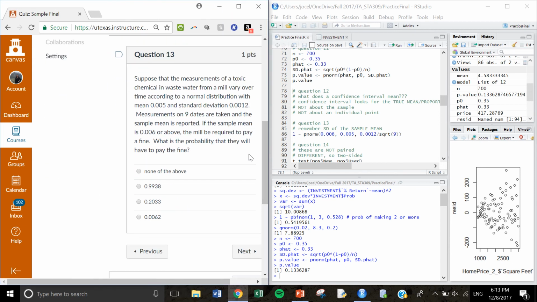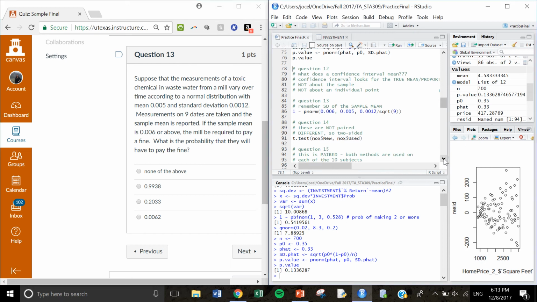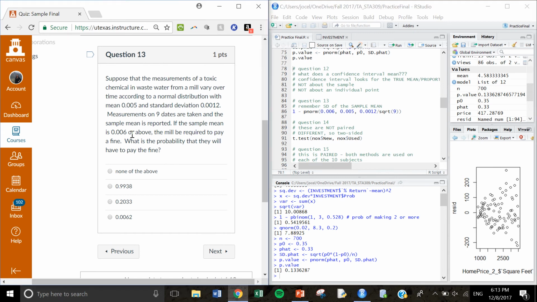So for question number 13, suppose that the measurements of a chemical in wastewater from a mill vary over time according to a normal distribution with this mean and the standard deviation. Measurements on 9 dates are taken and the sample mean is reported. If the sample mean is 0.006 or above, the mill will be required to pay a fine. So the number we care about is 0.006. We put it in here, and we're saying 0.006 or above.